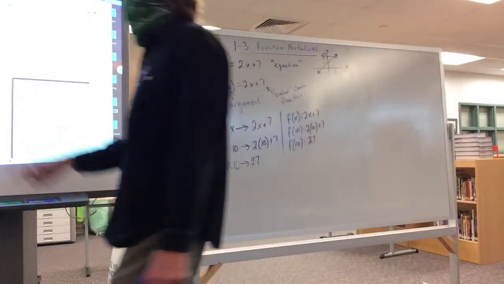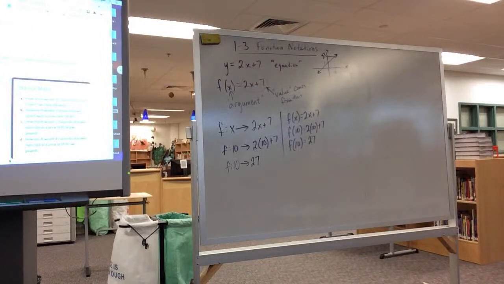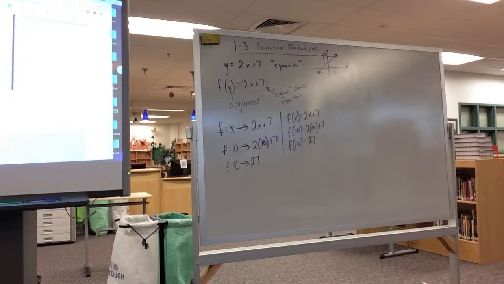So that takes care of vocabulary. F of x notation is function notation. The argument, the value, and then mapping notation. Questions? Does it seem straightforward? Okay, it might be, it might not be.